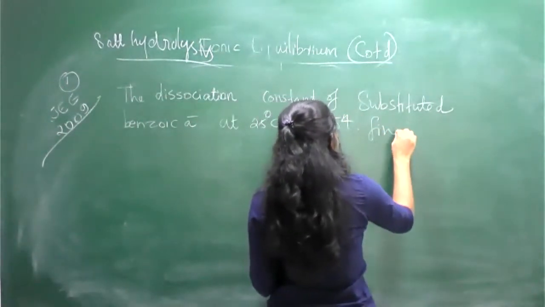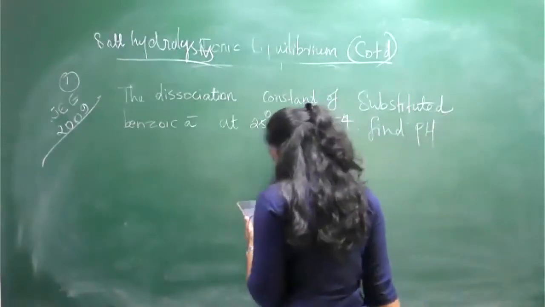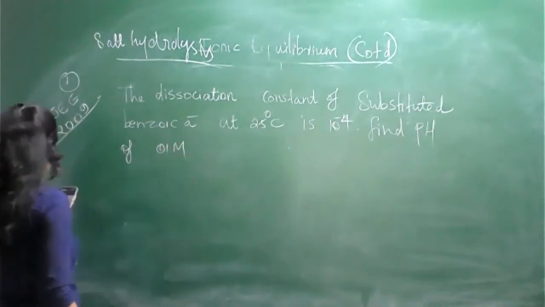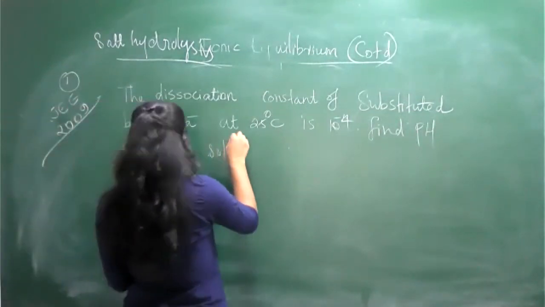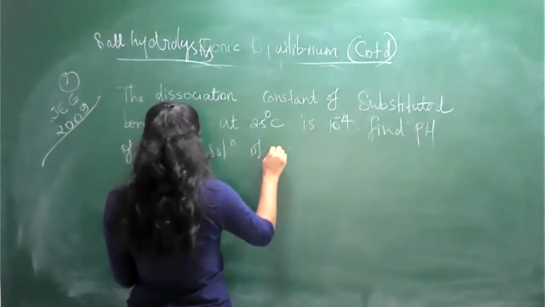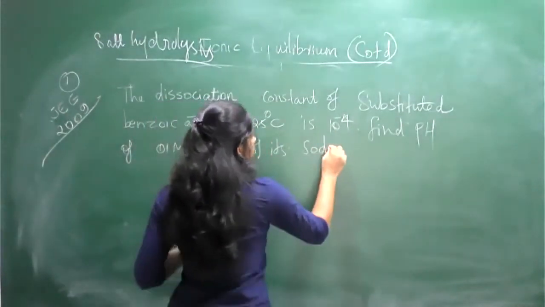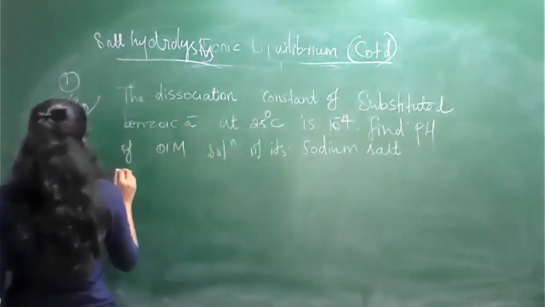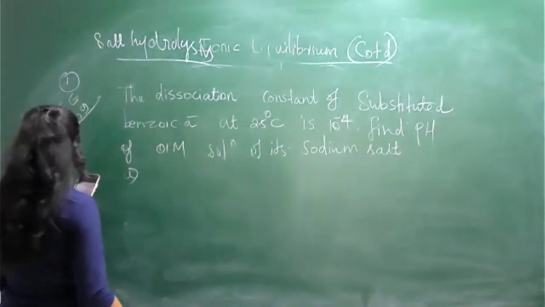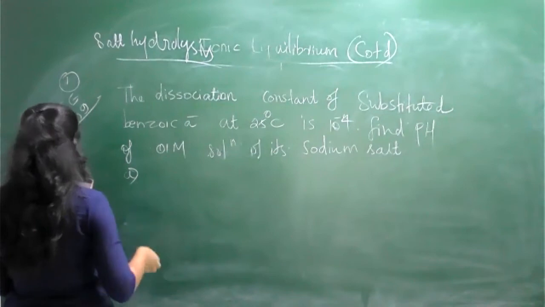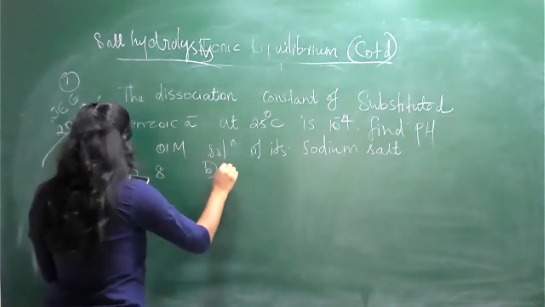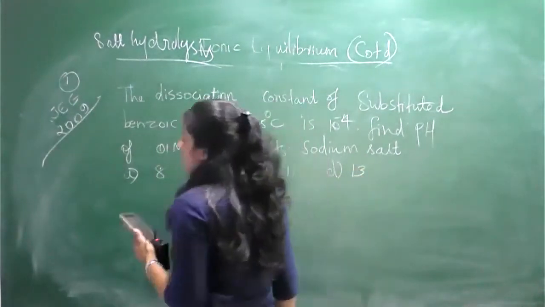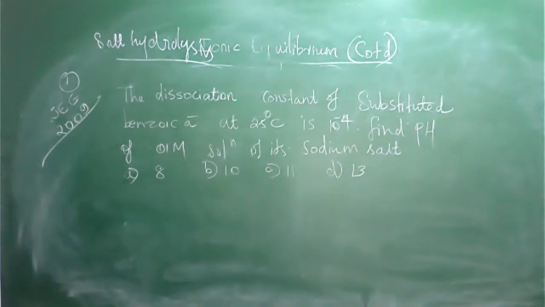Find the pH of 0.01 molar solution of its sodium salt. Options are also given to you. Option A is 8, B is 10, C is 11, D is 13. Try to find out. Direct equation substitution.